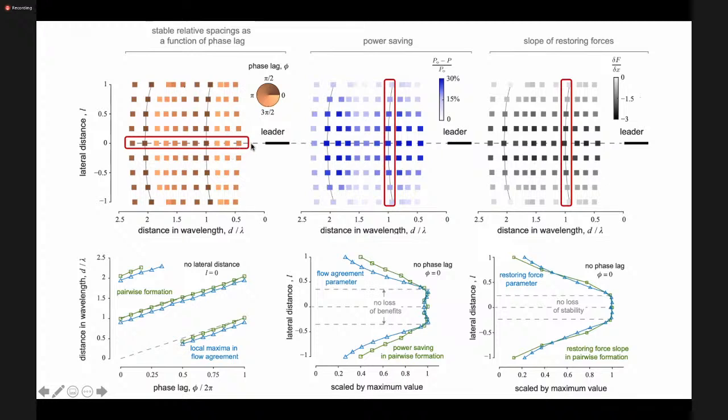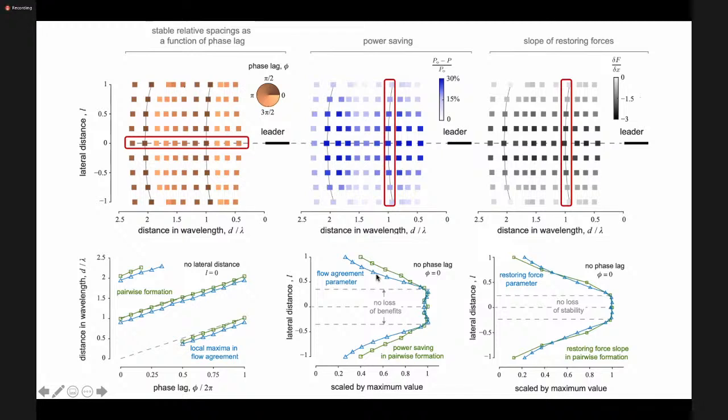So if we take this line here, this is based on two-way interaction between a leader and the follower. And if I now look at the maxima of this flow agreement parameter, which is computed only based on the single swimmer, you see perfect agreement. So when you look at the wake of the single swimmer, you can predict already where the follower should sit. And indeed, that's what you see when you do the two-way coupling between the leader and the follower.